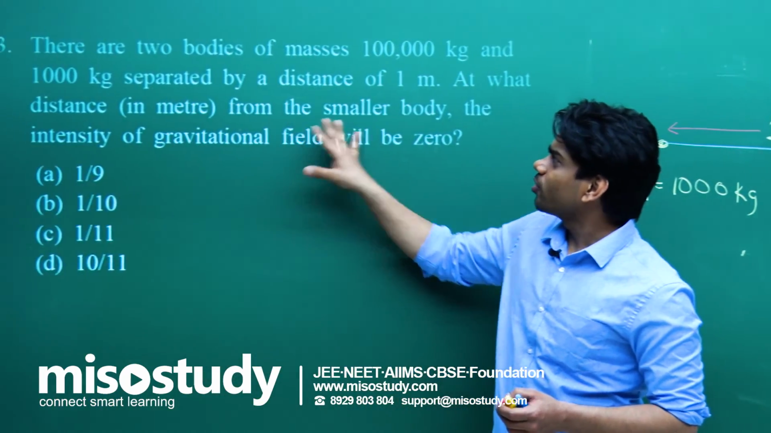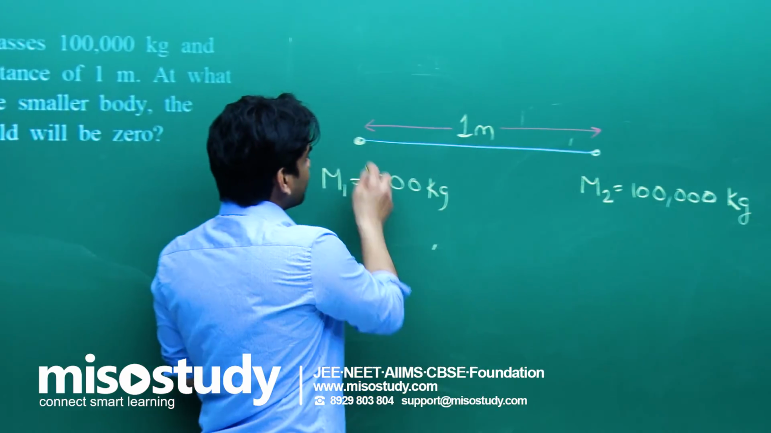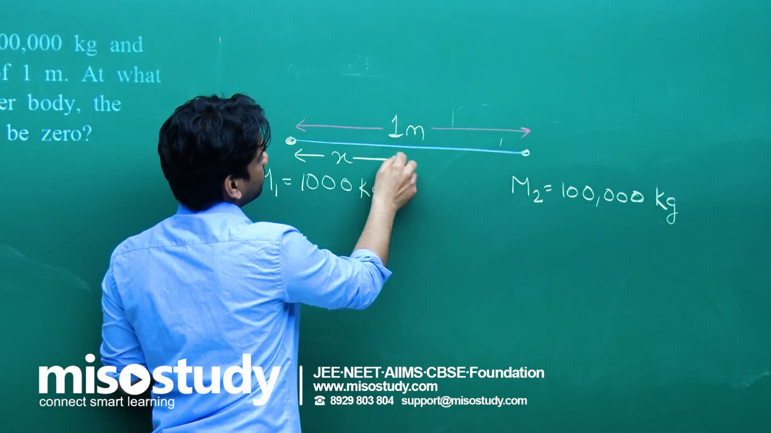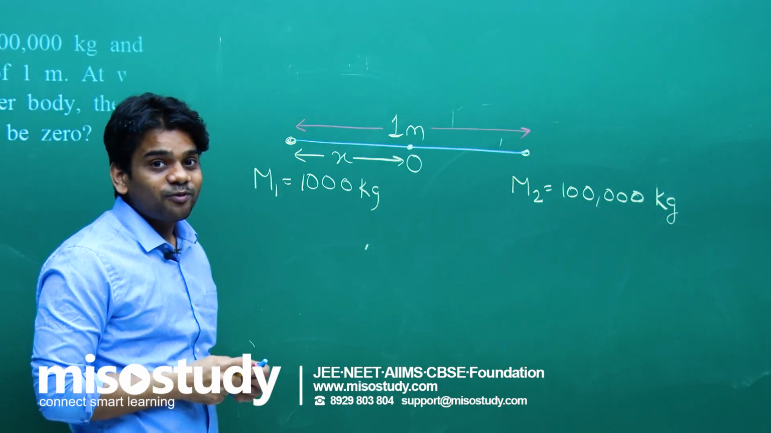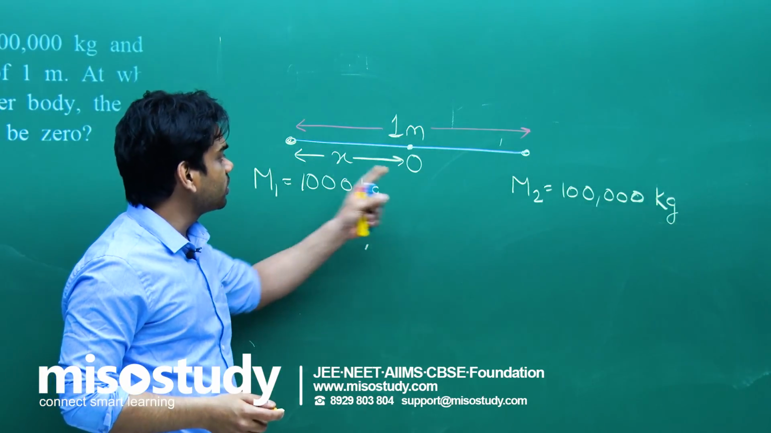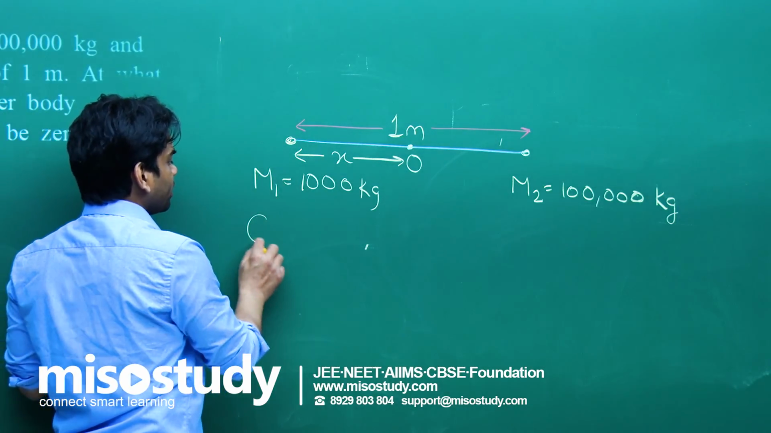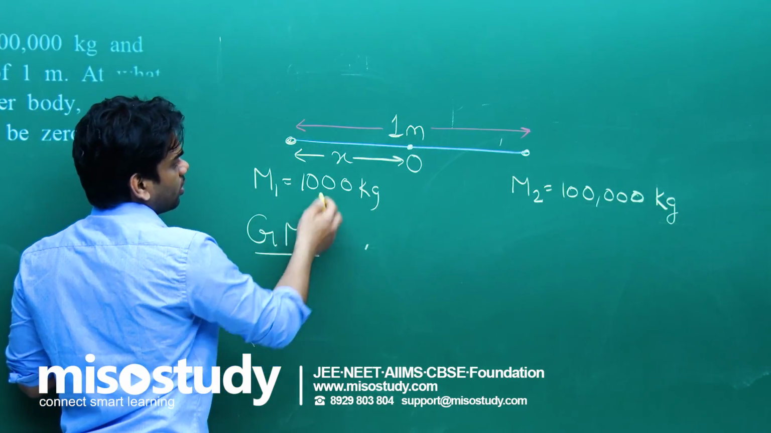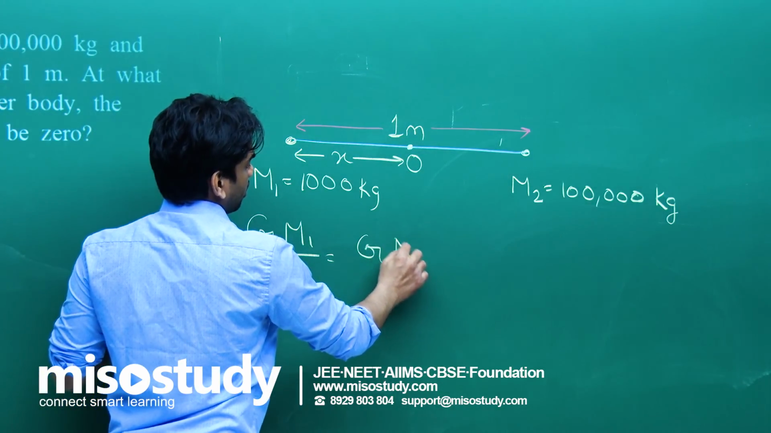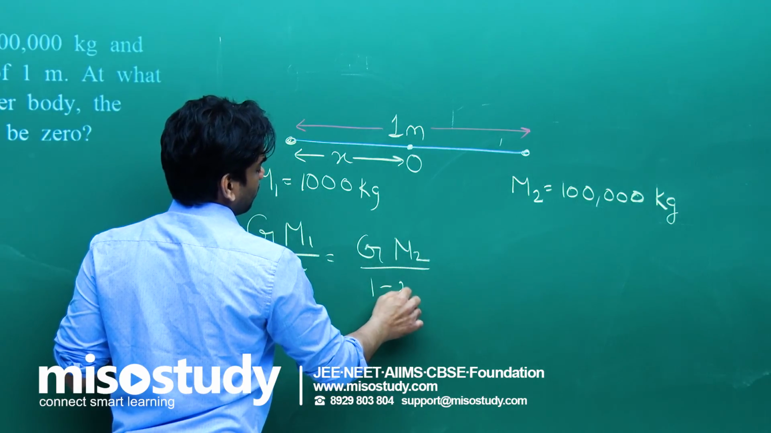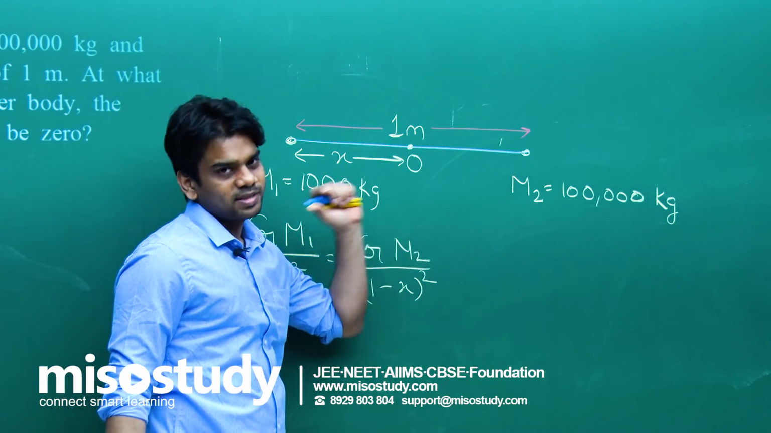At what distance in meters from the smaller body will the intensity of gravitational field be 0? From the smaller body, let's say at a distance of x, at point O, the gravitational field is 0. That means the effect of gravitational field due to both bodies will be equal in magnitude but opposite in direction. So I write G m1 by x squared is equal to G m2 divided by (1 minus x) whole squared. This is what you need to do, because if this is x, the other will be 1 minus x. That's quite obvious.